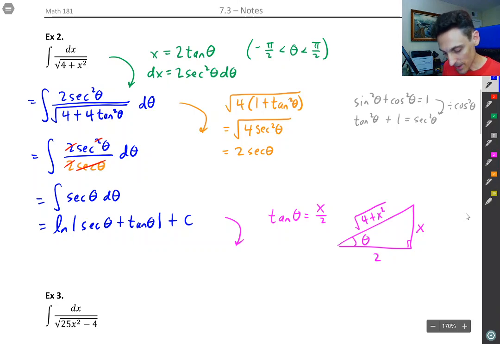So now that we have the triangle all set up, we can evaluate or rewrite secant theta as, well, secant theta is like the reciprocal of cosine. So if you remember, cosine is adjacent over hypotenuse, then secant is hypotenuse over adjacent. It's the funniest of all trig ratios.